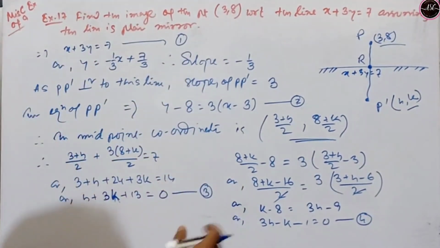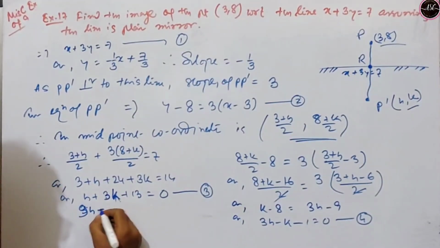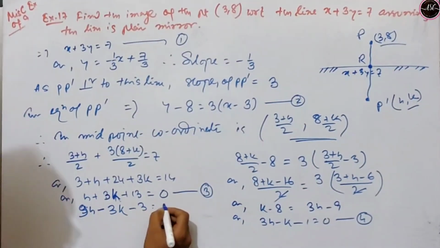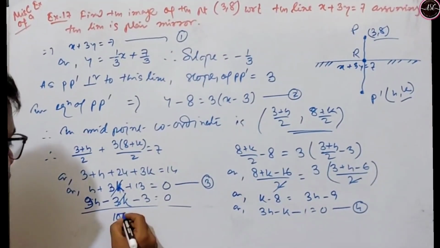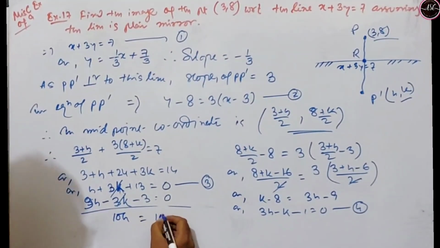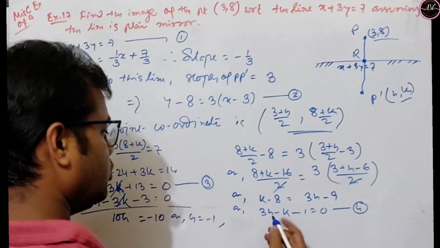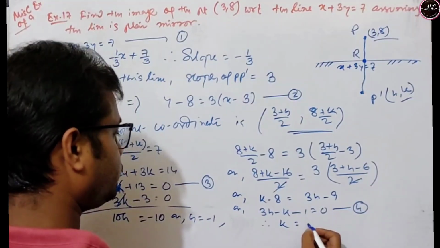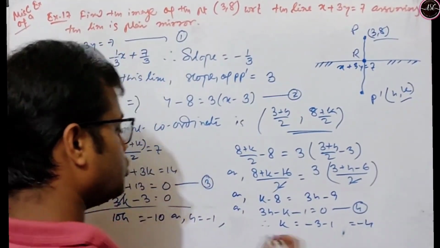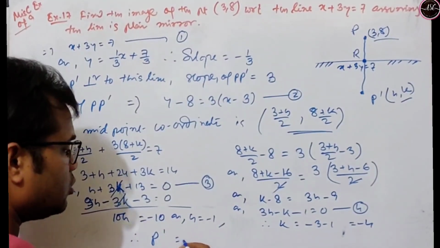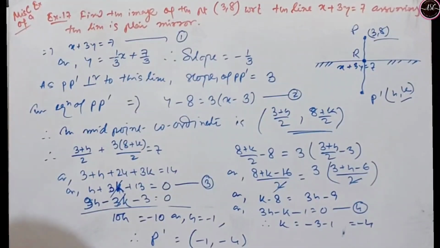Multiply this by 3 and solve with equation 3, we get 9h minus 3k minus 3 equal to 0. Solving this, the k terms cancel out. Therefore 10h equal to 10 minus 20, so h equal to minus 1. Put the value of h here and we get k: k equal to minus of (3 plus 1), that means k equal to minus 4. So the coordinate of P dash equal to (-1, -4). This is the image of (3, 8). Okay, clear?